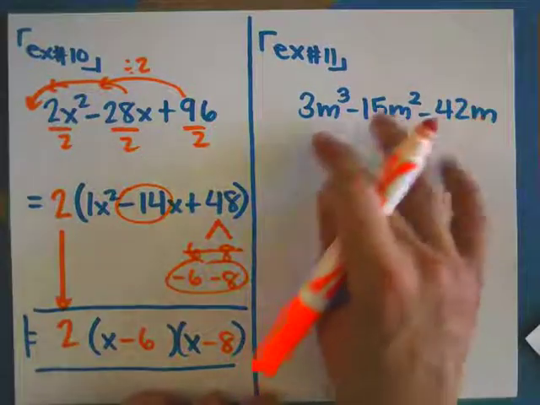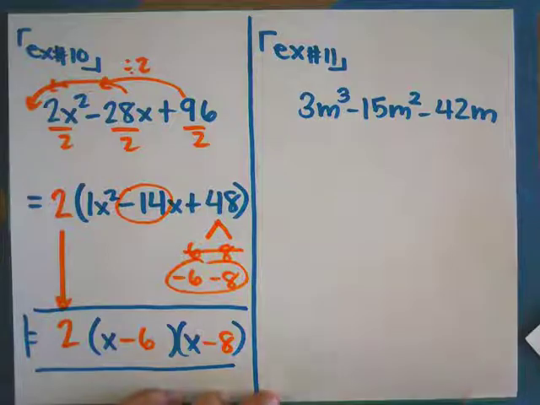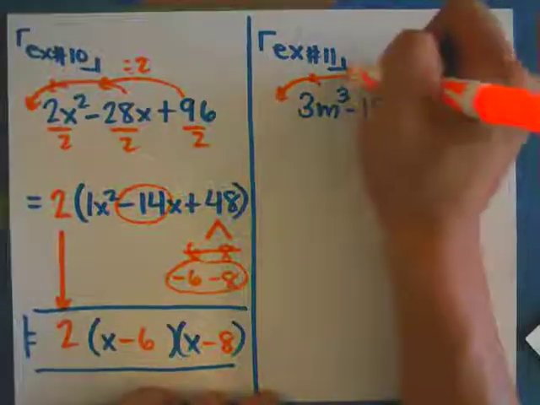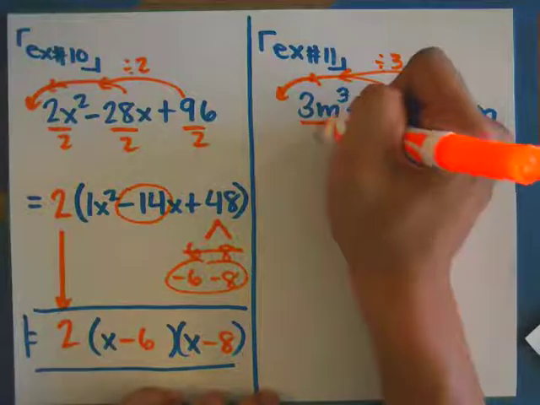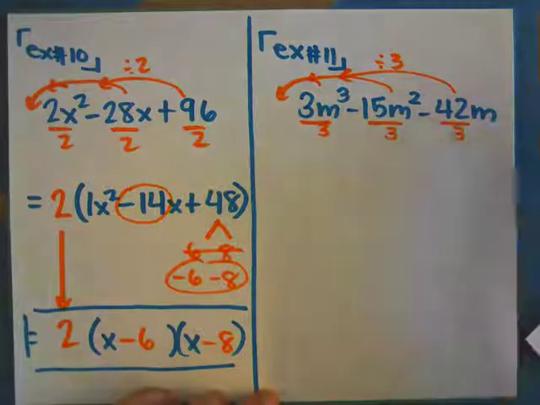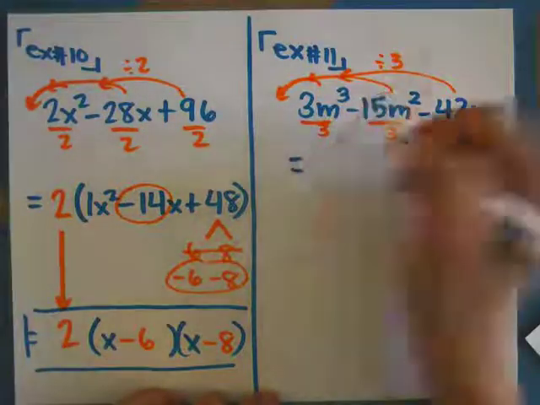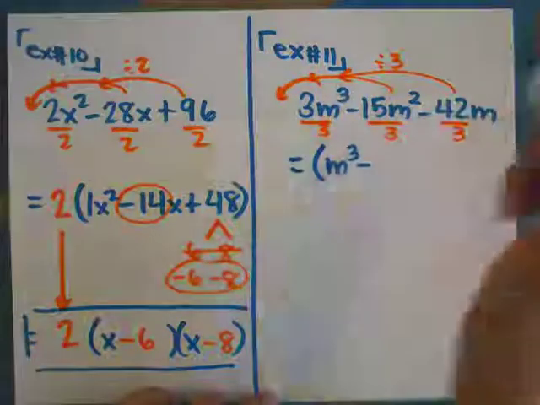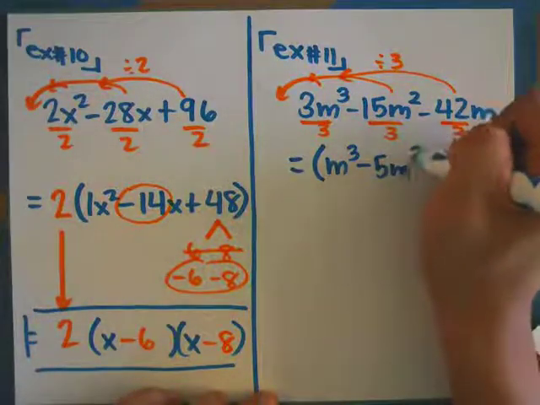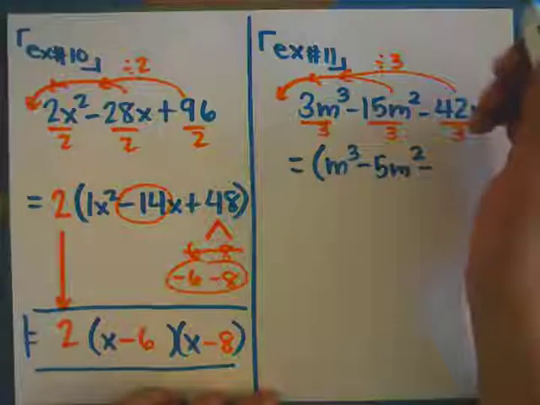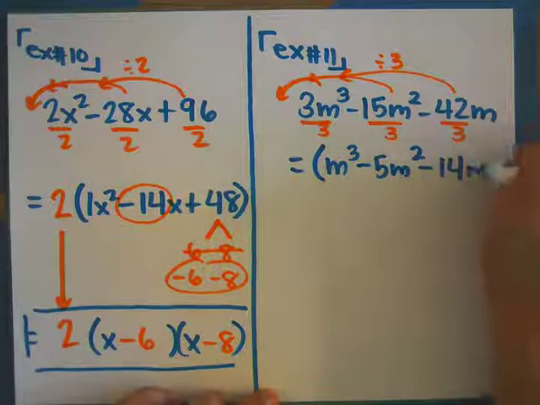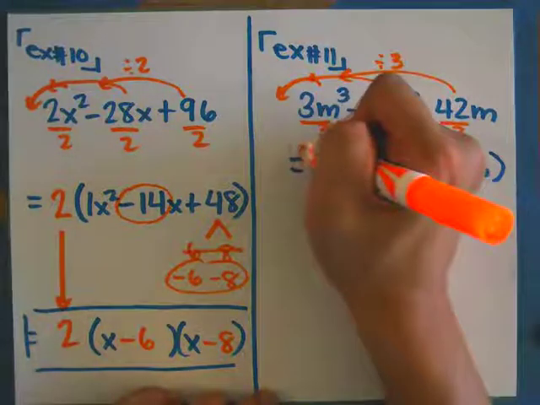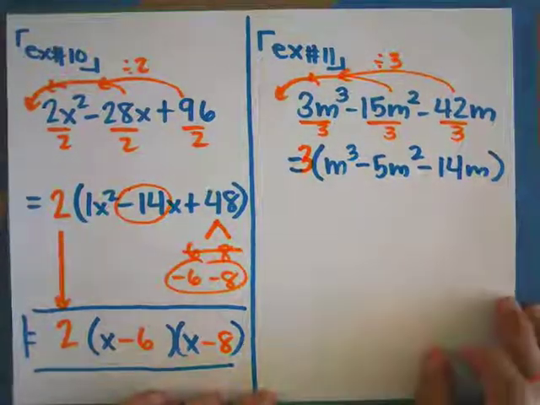Last one for this video. Let's see if we can extract some things out first. Let's start with numbers first. So just like on the last video, let's see if we can factor out a 3. 3 divided by 3 is 1. I'm going to take out the 1. m cubed minus 5m squared minus 42 divided by 3, 14m. And I did not leave enough space. We should have put a 3 over here. Apologies for that.